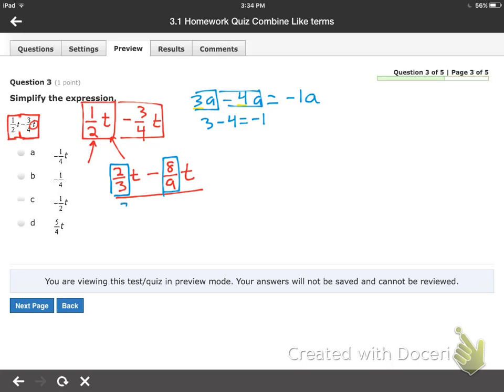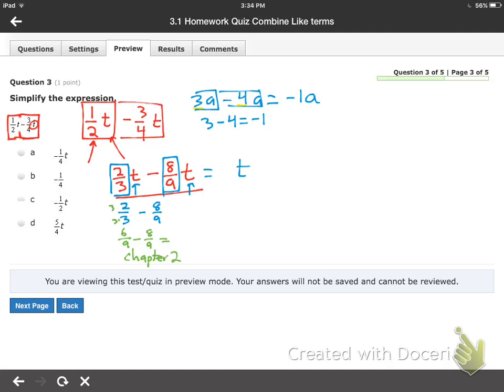So it works the same down here. If I just look at this, 2/3 t, I know that the answer is going to have some t in it. But 2/3 take away 8/9, well, just ignore the variables and focus on the coefficients. Let's do this quickly. I want to make this 9, so I'm going to multiply this by 3 and this by 3. So I'm going to get 6/9 take away 8/9, and from here, this just goes back to chapter 2.